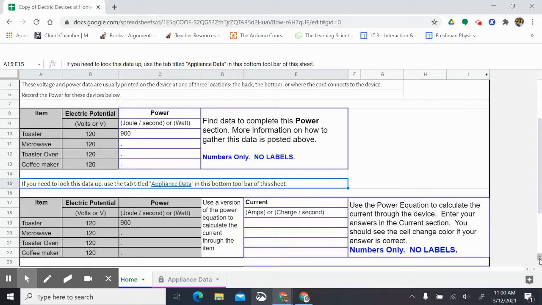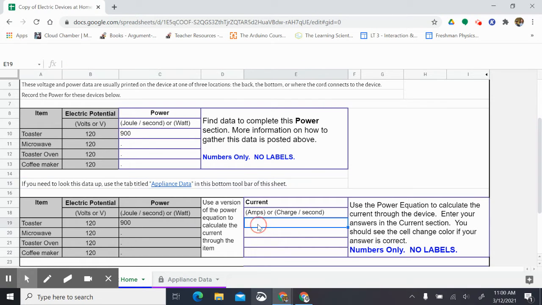So I've got the power rating or the wattage for the toaster there. Now down here, I'm going to try to calculate current that goes through the toaster. We know the toaster is rated at 900 watts. And when we plug things into an outlet, they generally use 120 volts. So here, I'm going to try to calculate the current through the toaster that plugs into a 120 volt outlet and uses 900 watts of power.